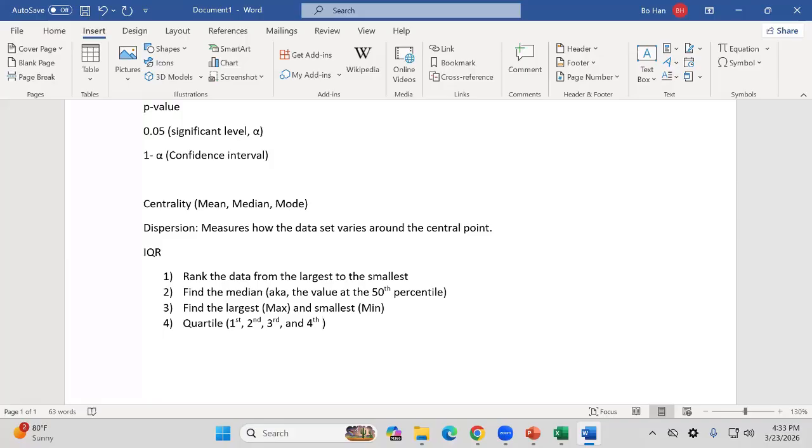Can we? Yes, we can, right? Quartile represents 25%. So the first quartile equals the value of the 25th percentile. Do you all agree? First quartile. First quartile equals the 25th percentile.